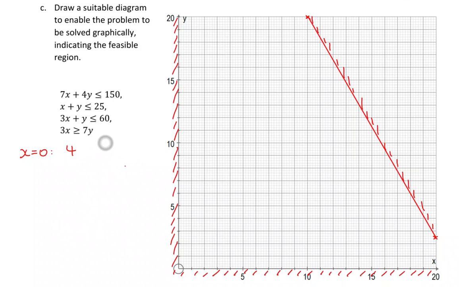Right, so the second one should be a little bit more straightforward to draw, I would hope. So x plus y is less than or equal to 25. I still can't go x is 0, y is 0, but I can go x is 5, y will be 20. So I know that it's going to go through that point there. So x is 5, y is 20. And when x is 20, y will be 5. So it's going to go through that point. So that's quite straightforward.